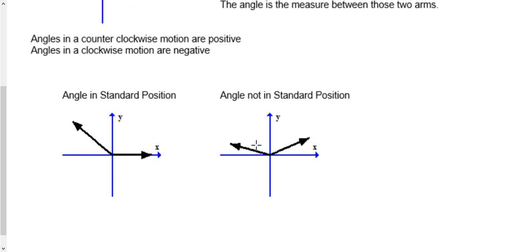Not in standard position, neither of your two lines are on the x-axis, and again, what you want is usually one to be on the positive x-axis. Being on the negative x-axis does not mean you're in standard position. You have to be on the positive x-axis to be in standard position.